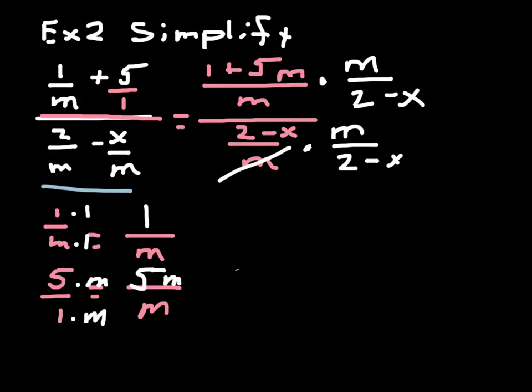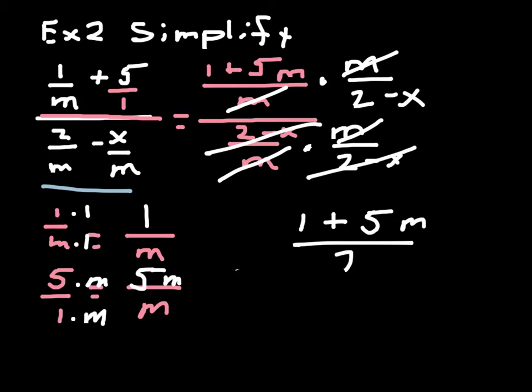Now on the bottom, these cancel. This couple cancels out, right? Because I have a 2 minus x and a 2 minus x. In the top, I can cross cancel the m's out. So what do I have left now in the top? I have 1 plus 5m over the couple of 2 minus x. And I'm done.